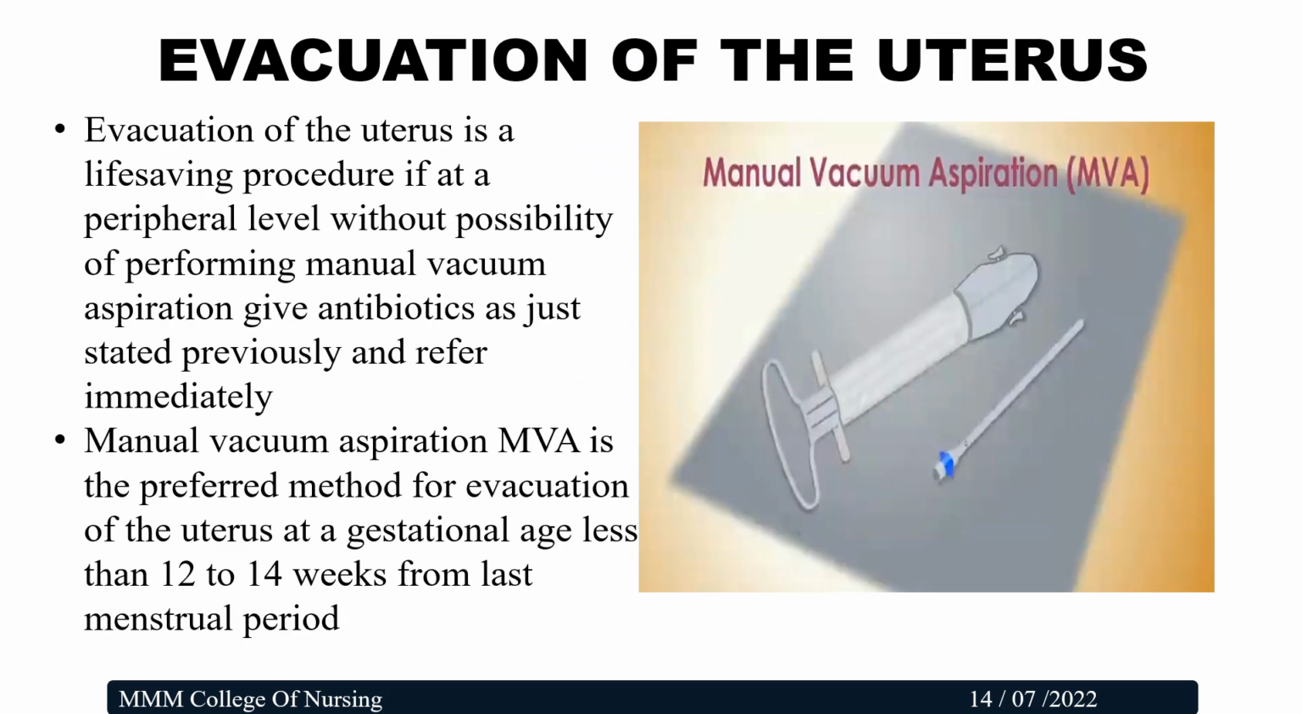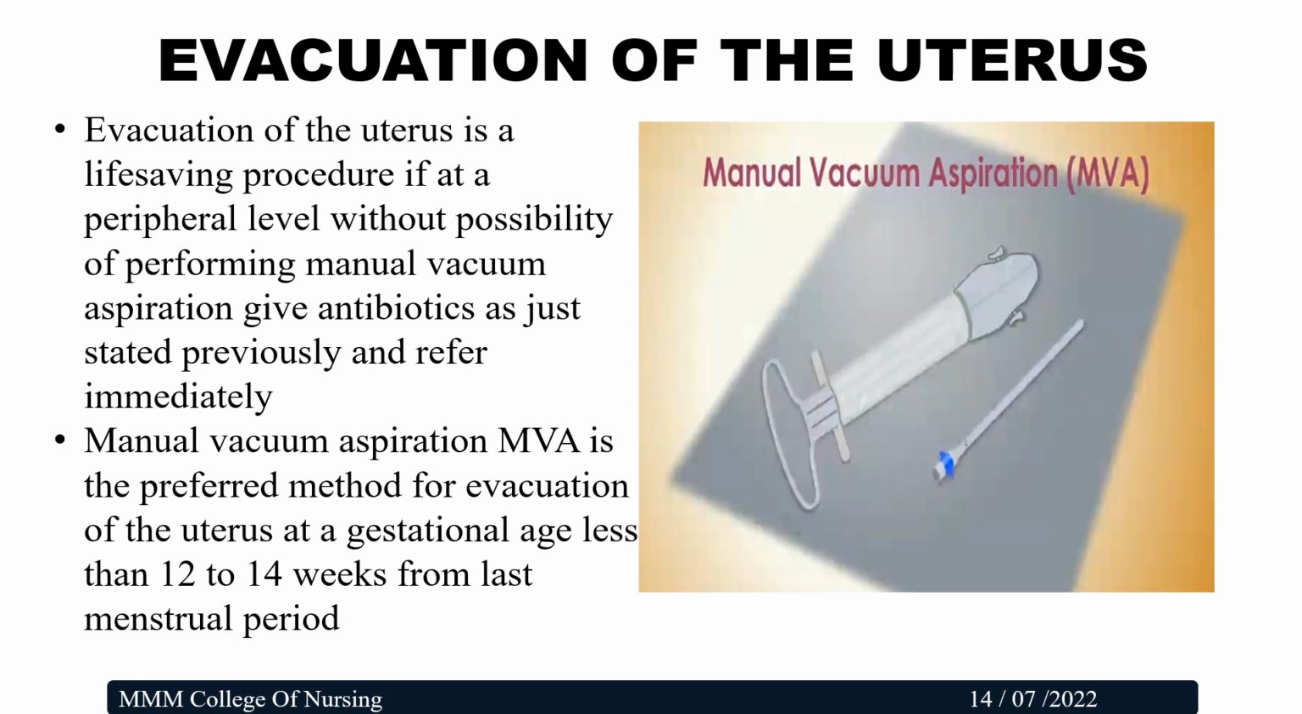So evacuation of the uterus. We are saying surgical procedures should be done without delay. So what is the surgical procedure? How to evacuate the uterus? Evacuation of the uterus is a life-saving procedure. If at a peripheral level without the possibility of performing manual vacuum aspiration, give antibiotics as just stated previously and refer immediately.